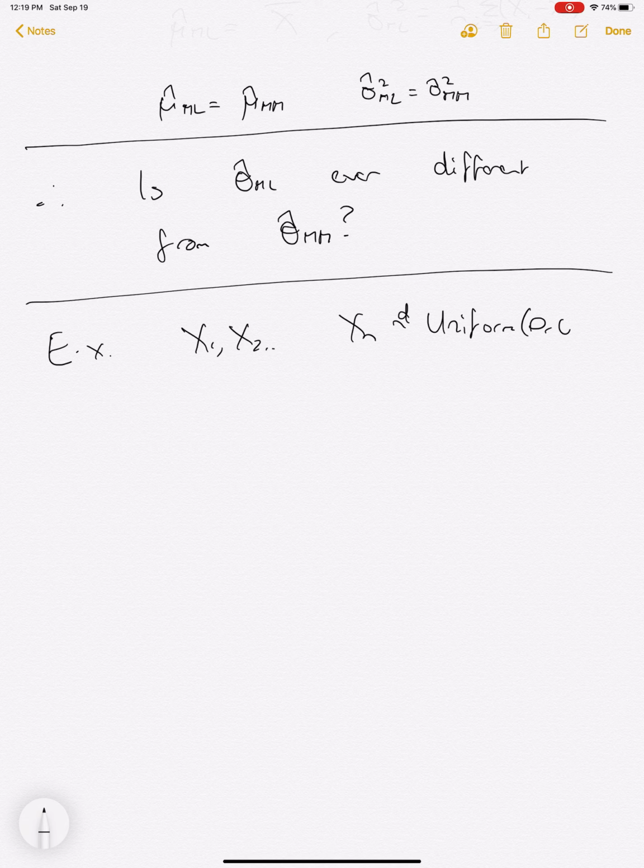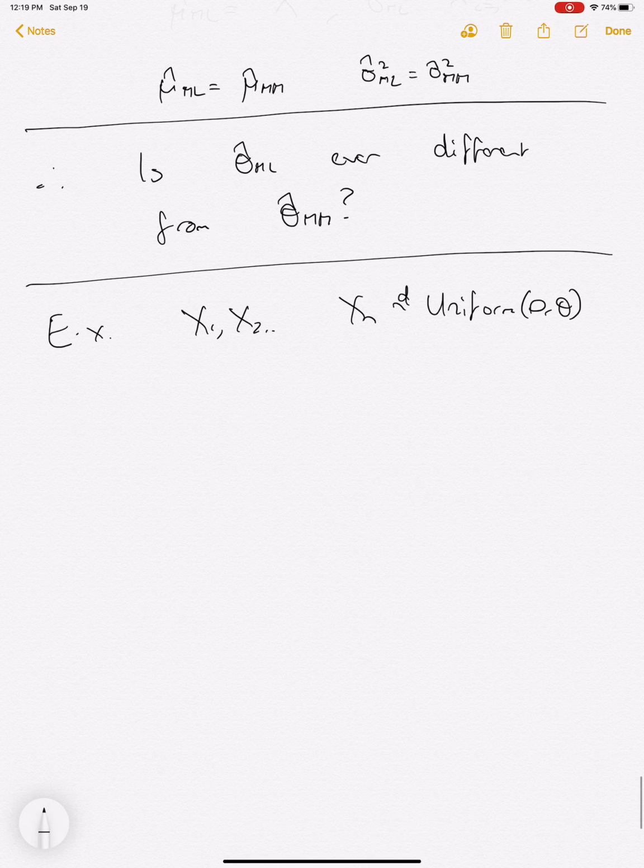So we're going to go back to the uniform 0 to theta example. Recall that theta hat MM was just 2 times x bar in that case, so it's just 2 times the sample mean. Let's see if we get that to be the maximum likelihood estimate.